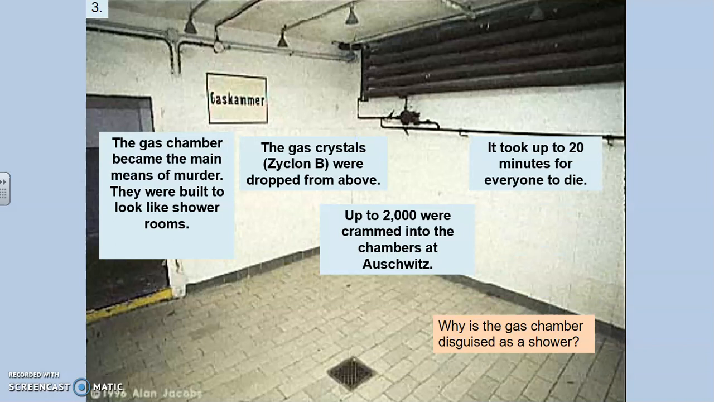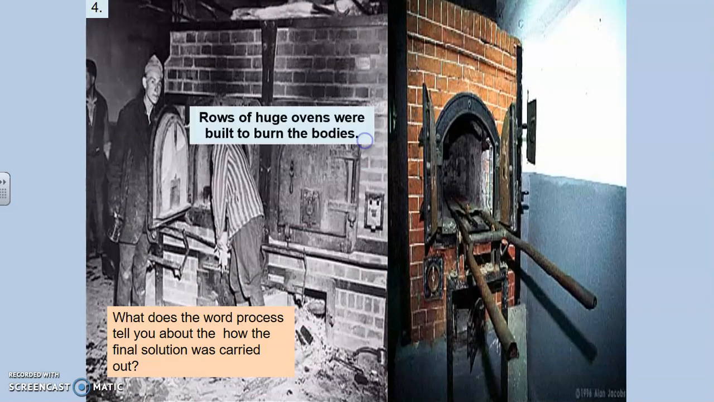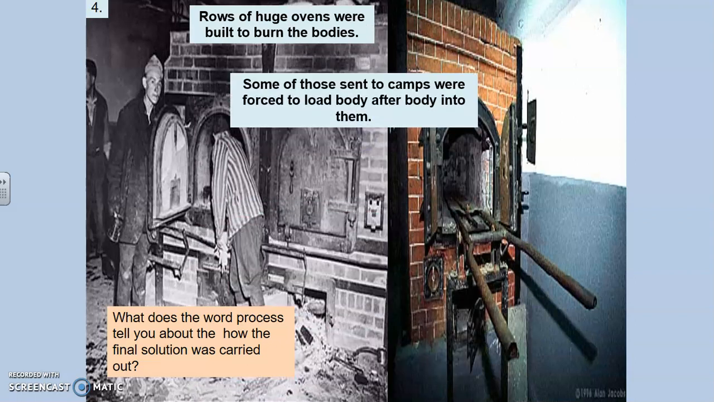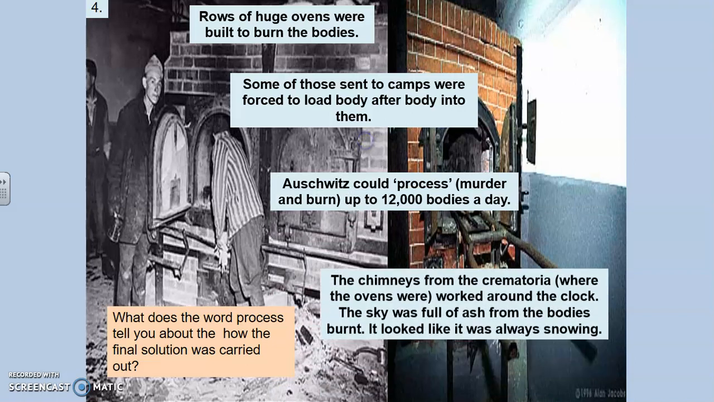It took up to 20 minutes for everyone within the gas chamber to die. Rows of ovens were built to burn the bodies of those who died. Some of those sent to camps were forced to load body after body into them. Auschwitz could process, murder and burn up to 12,000 bodies a day.